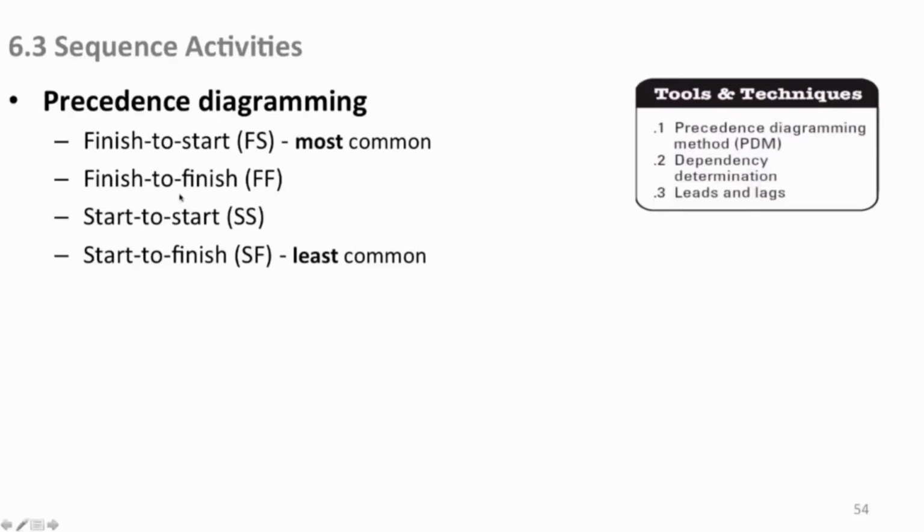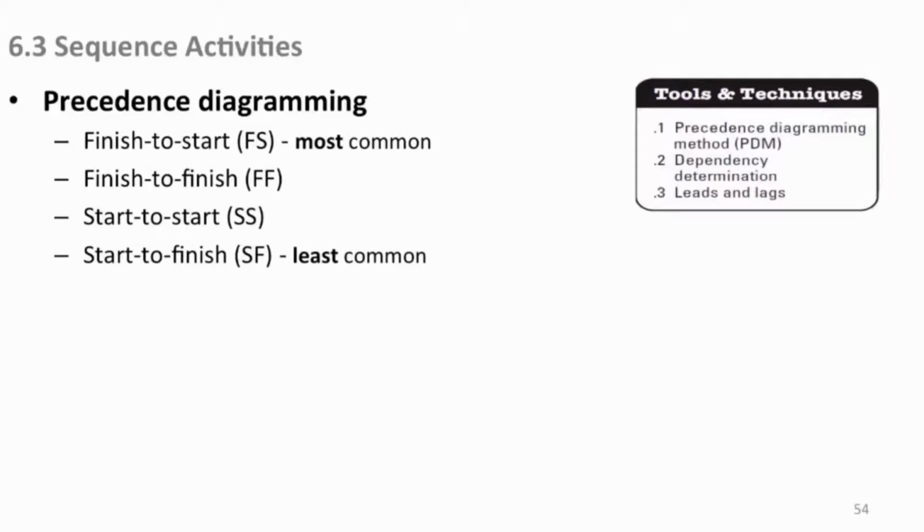You could have a finish to finish. This one finishes when this one finishes. That kind of thing. Start to start. When this starts, this one starts. And the least common is kind of strange, but there are reasons to use this. Start to finish. You can't finish this till that starts and things like that. So we'll see these actually in a bar chart kind of thing. Here you'll see exactly what these mean.